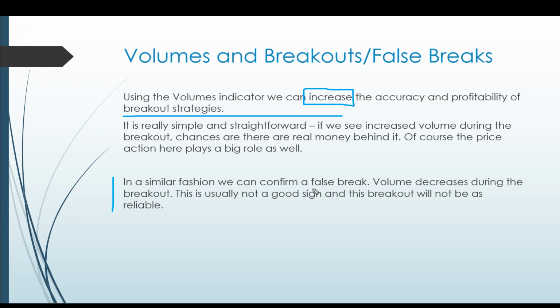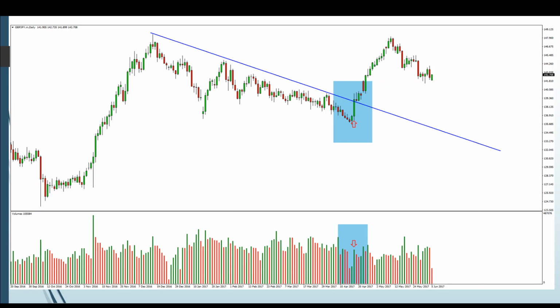In a similar fashion, we can confirm a false break. If there is a breakout, okay, and this is your candle right here, bullish candle pattern, you see a breakout, but then the volume was higher and then it drops and it drops and it drops. Chances are this is going to be a false break. Okay, that's how it works. Now let's go ahead and see a few examples.